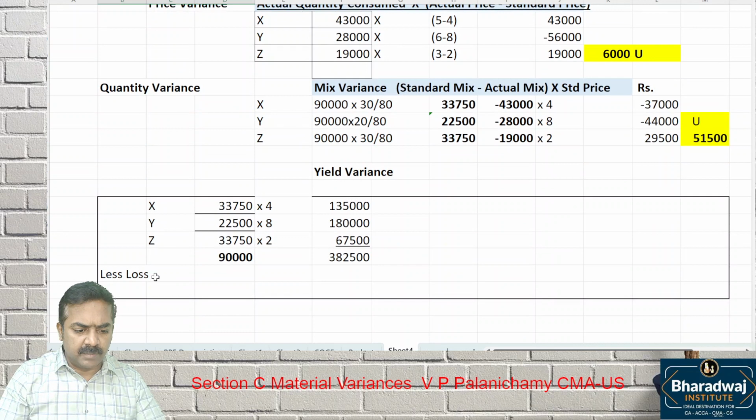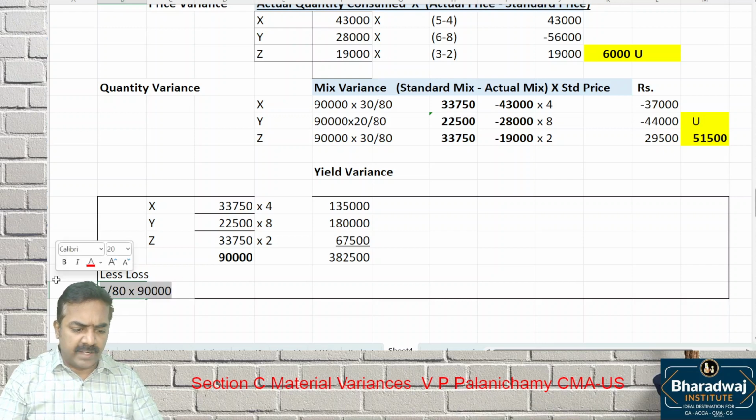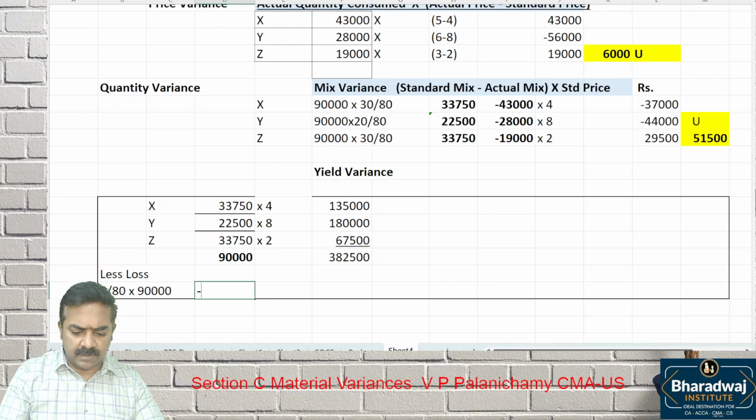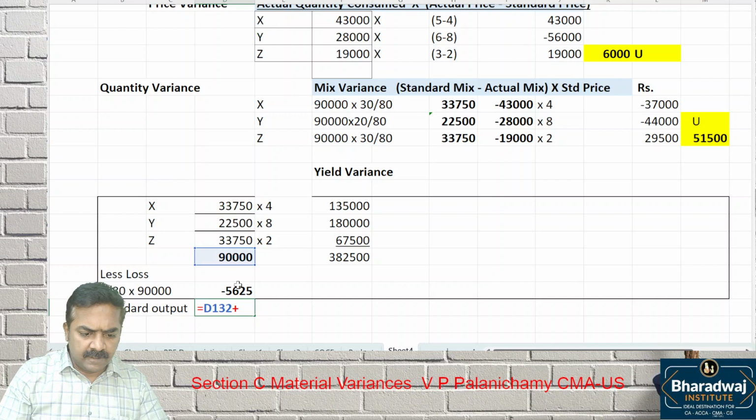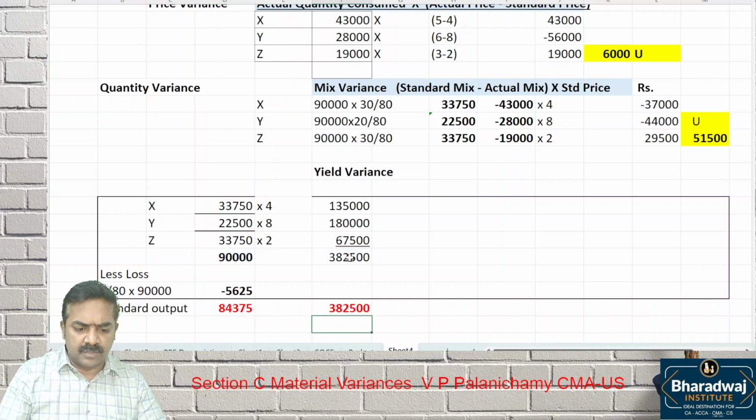Loss allowed is nothing but 5 by 80 into 90,000. A loss of 5 is allowed for 80 into 90,000. What is the loss allowed? This is the standard output. What is the standard output? 90,000 minus 5,625. This is the standard output. For that, the cost is 3,82,500.